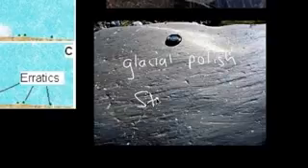Those are called striations, S-T-R-I-A-T-I-O-N-S. A striation is a groove, or scratches, that has been eroded into the rock as it's been polished because of abrasion while it's moving with the glacier.